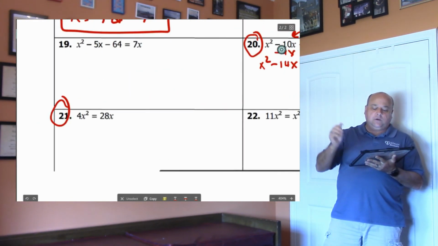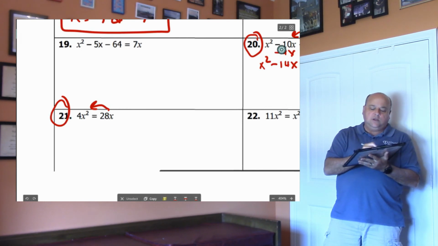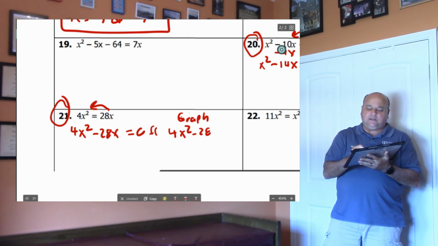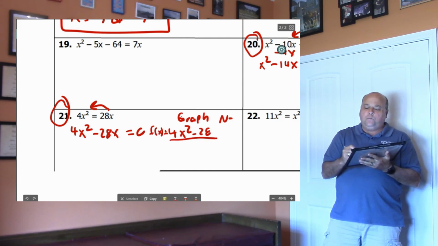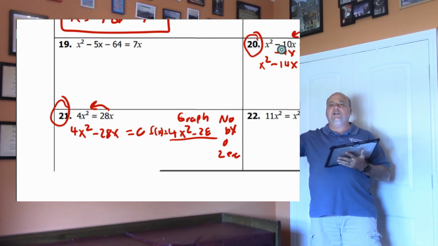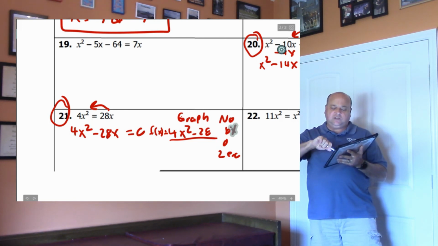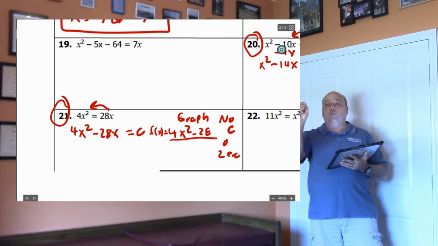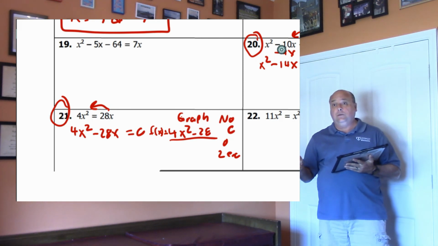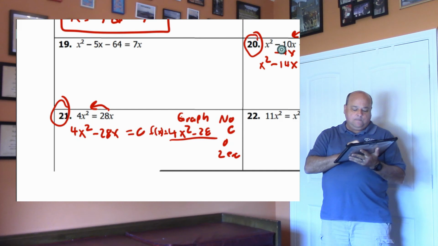And lastly, on this one right here, I'm just going to move the 28x over. So I'll get 4x squared minus 28x equals 0. And you're going to graph 4x squared minus 28x, right? F of x equals, right? Notice no C term. That means 0 will be a 0, right? That means the graph is going to go through the origin. If there's no C term, okay? There's no C, so the y-intercept is going to be the origin. The graph will go through the origin. The origin will be one of your zeros. So you'll see that when you graph it, okay?